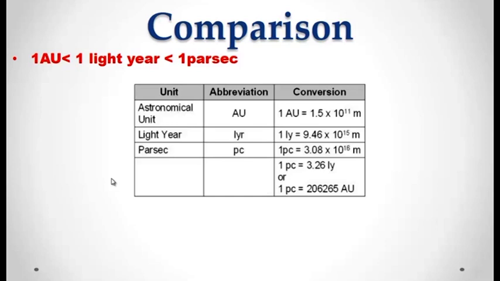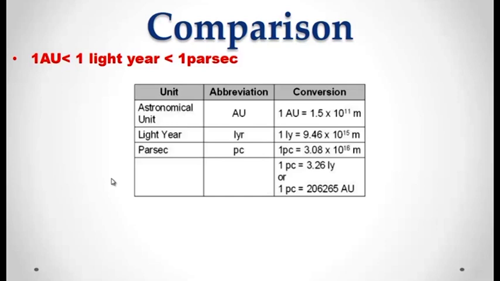Now coming to the comparison of these three distance units used in astronomy, 1 astronomical unit is the smallest distance, then 1 light year, then 1 parsec. 1 astronomical unit is equal to 1.5 times 10 to the power 11 meter. 1 light year is equal to 9.46 times 10 to the power 15 meter. 1 parsec is equal to 3.08 times 10 to the power 16 meter. So parsec is the largest distance unit in astronomy.